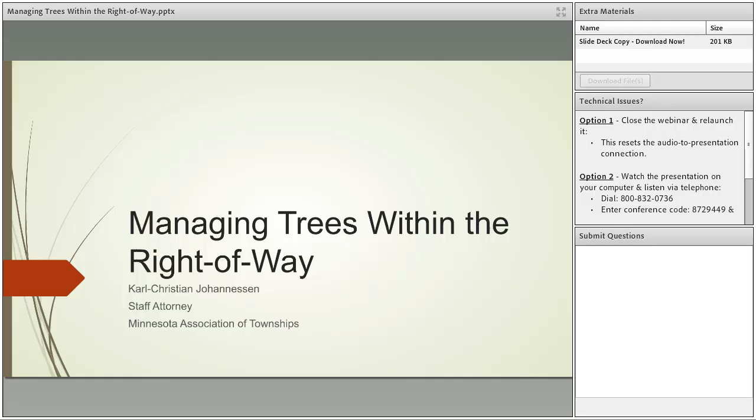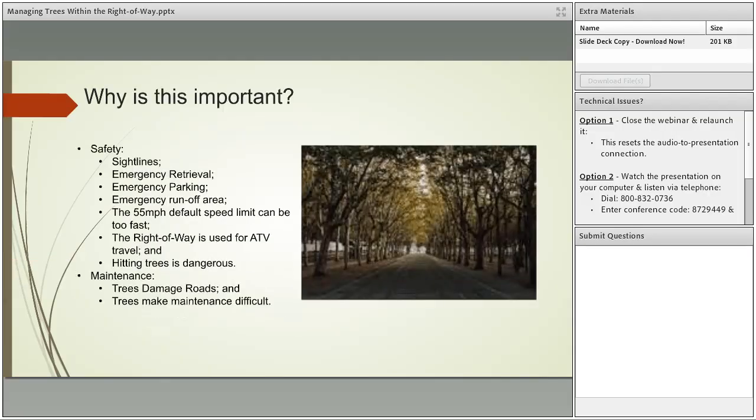And I just want to give a presentation on managing trees within the right-of-way, what the town board's rights regarding managing the trees are, and the statutory procedures in order to be able to remove or modify the trees in some way. So why is this important? Well, there are two big overarching reasons. You have safety and you have maintenance. It's the town board's duty to both maintain the road at a reasonable level and to keep the road safe.